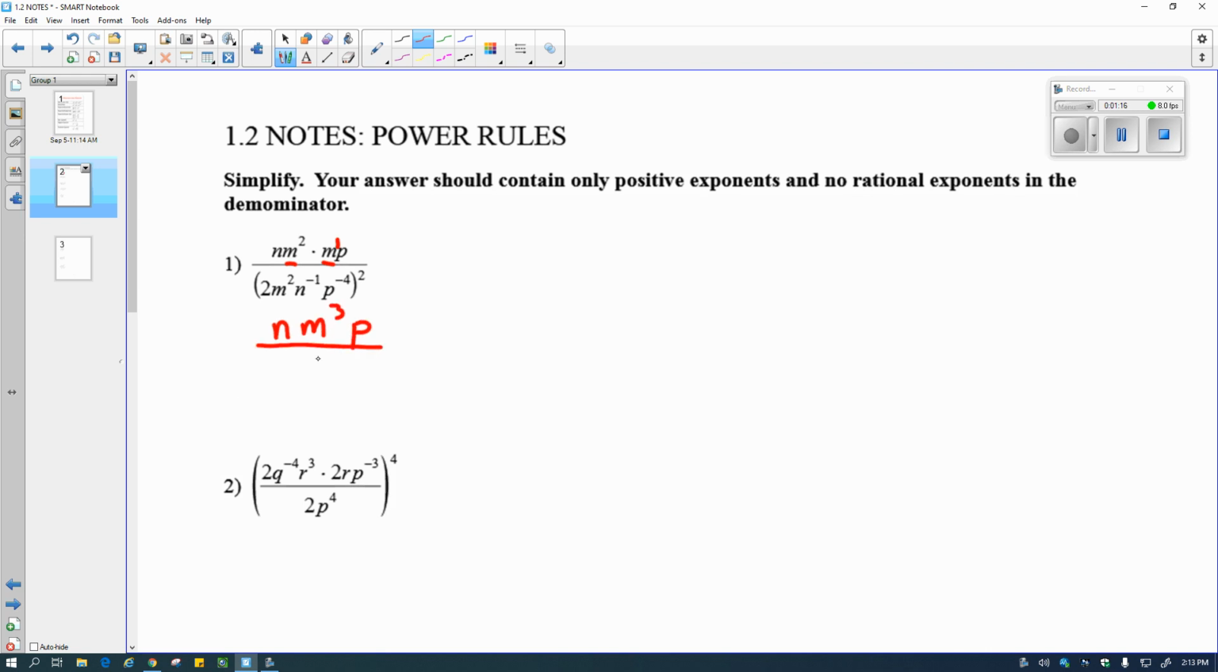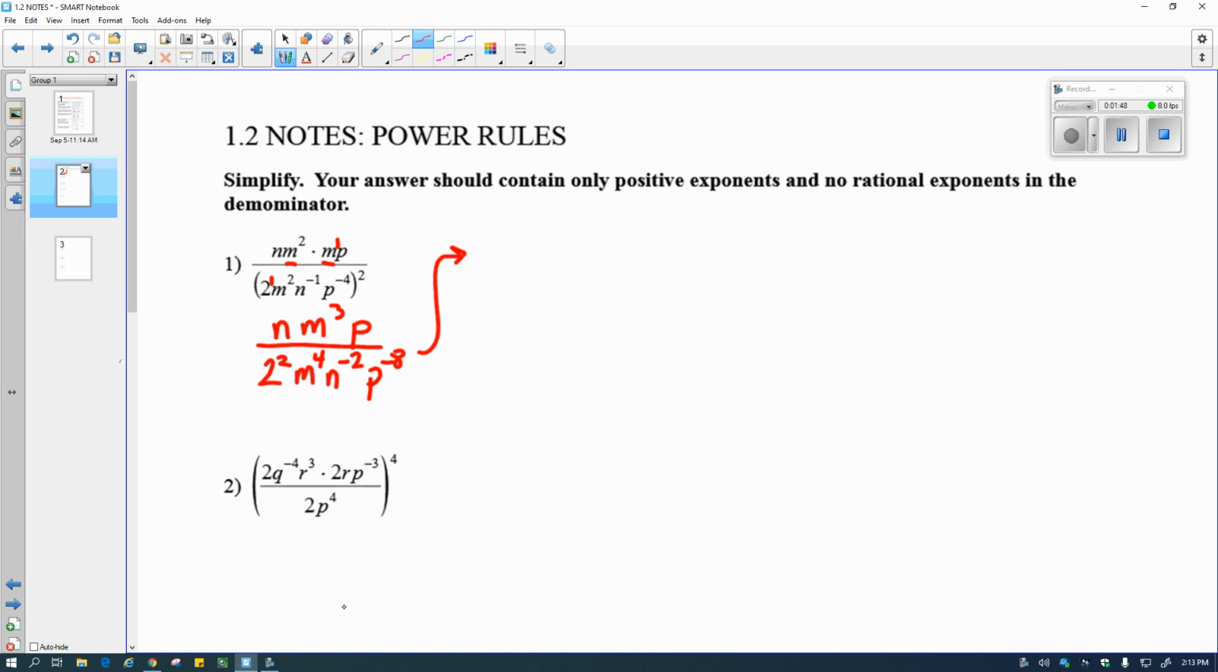And then on the bottom, I'm going to bring that power through. One of the rules says if you have a power on it, it goes through to everything. And the other rule is it gets multiplied by the powers. So this 2 has an invisible first power on it. So 1 times 2, that's going to be 2 squared, m to the fourth, n to the negative second, p to the negative eighth.